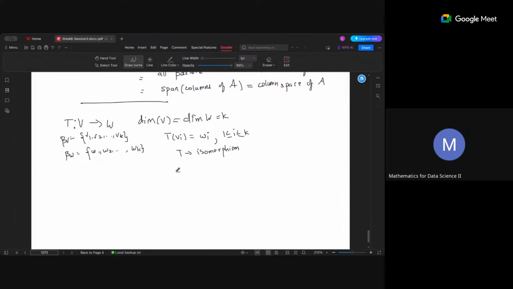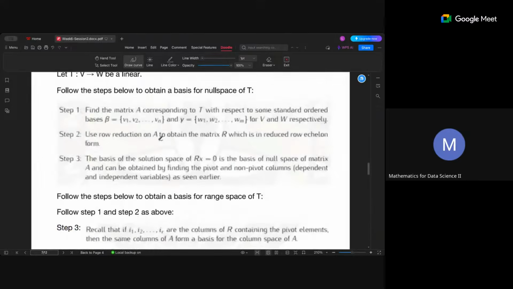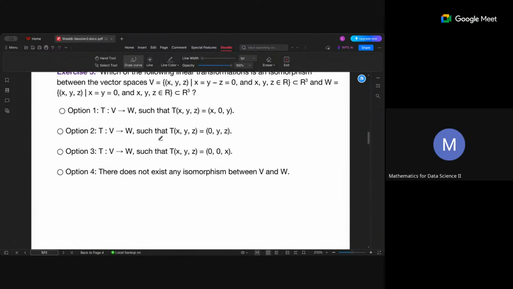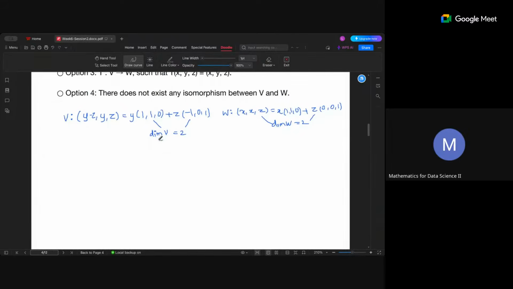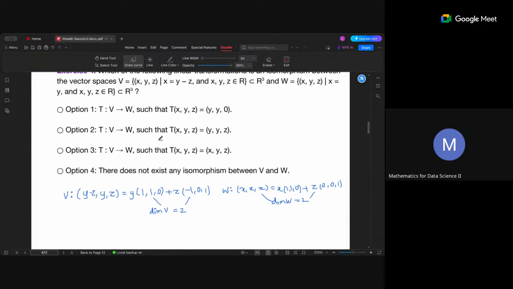Isomorphism means the 1 to 1 and onto conditions need to be there. I leave that verification to you. So this is how you construct an isomorphism between vector spaces of the same dimension. Whenever you have vector spaces of the same dimension, an isomorphism is always possible in this way. Now can you answer this question? What do you say about option 4 here? False, ma'am. Okay, fine.